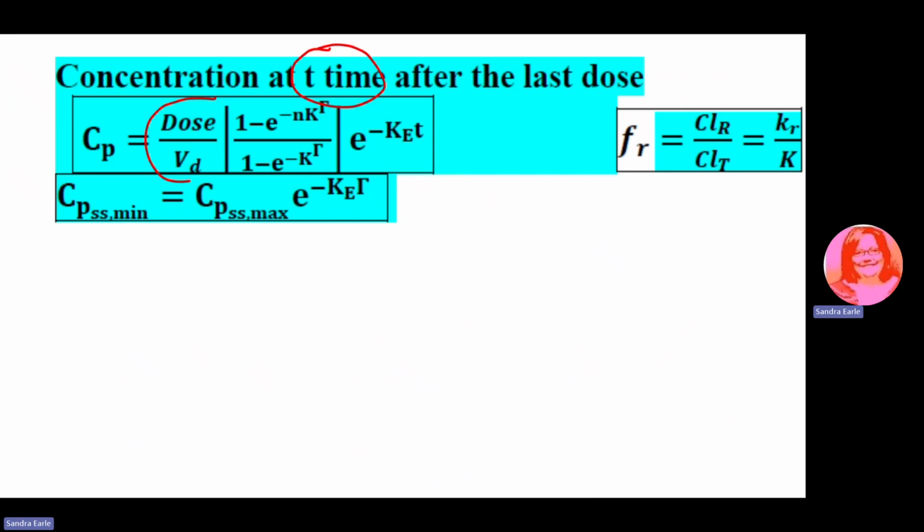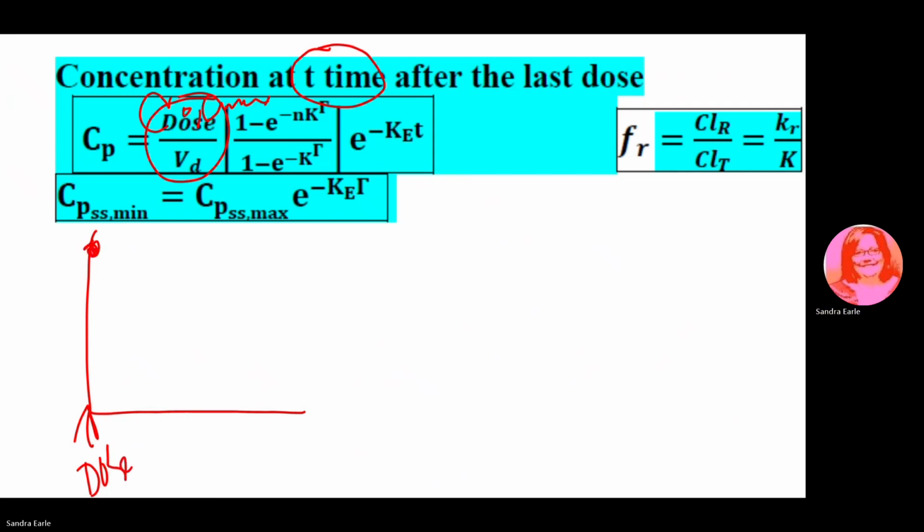So what is this piece? Now you have to be able to identify. We just went over this. This is C0 or C max, right? If we give a bolus dose. Dose goes into a volume. This is going to be C max, isn't it? So this is C max or C at time 0, whatever makes you happy. That's what this is. We already know that.